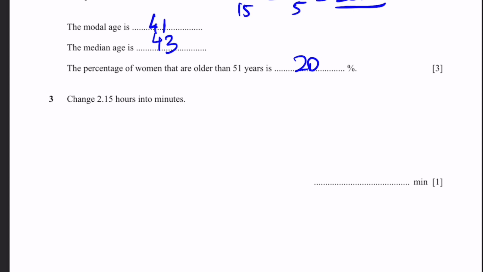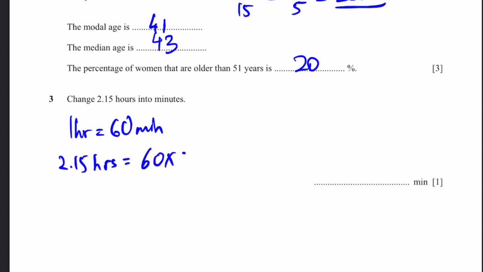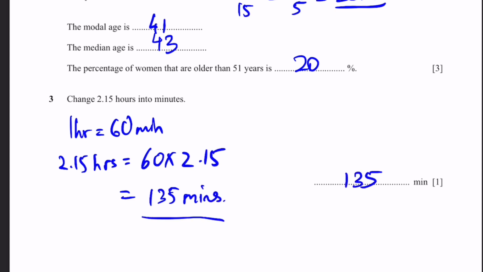Question 3. Change 2.15 hours into minutes. 1 hour equals 60 minutes, right? So 2.15 hours equals 60 into 2.15, which is equal to 135 minutes. That's the answer.